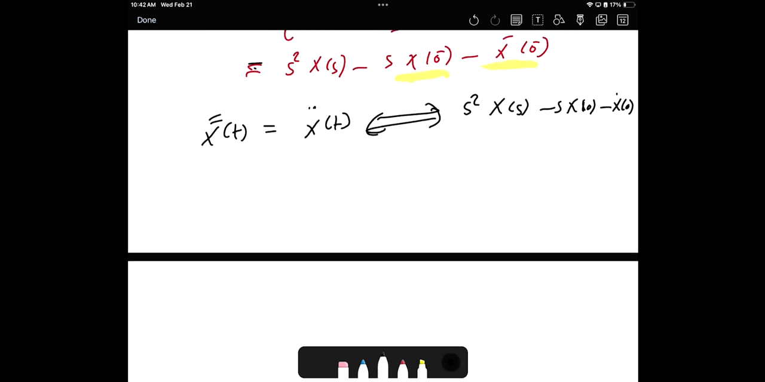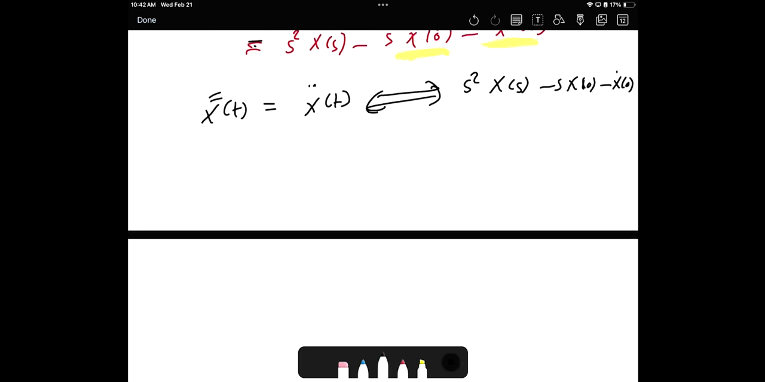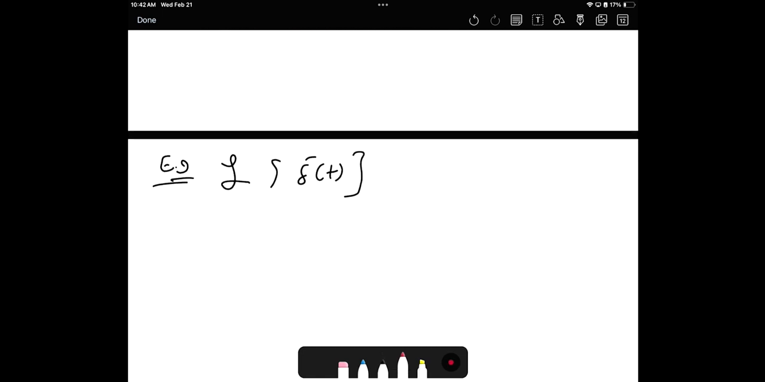Now, let's try to do the derivative on this example. The Laplace transformation of delta prime of t. What do we know about delta prime of t? We used to know it in the signals course, in the previous example. What's the physical meaning for it? Ideal differentiator.